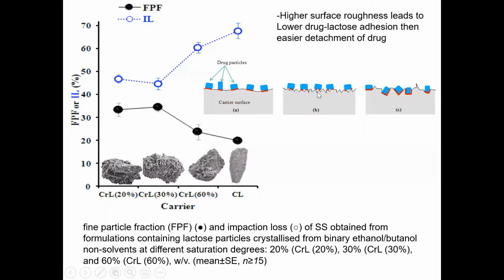But if these roughness features or crevices are large enough to accommodate drug particles, you will get poor detachment, because the drug can be lodged into these pits and the detachment is not going to be very easy. So that's the beauty of crystallized lactose, or having nano surfaces at the surface of these crystallized lactose. A higher surface roughness leads to lower drug-lactose adhesion, and then easier detachment of the drug.